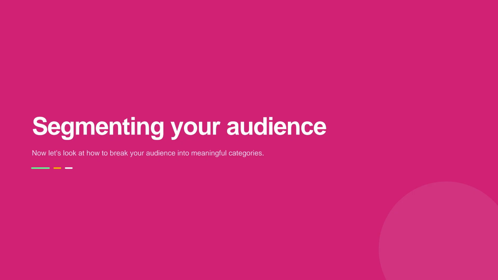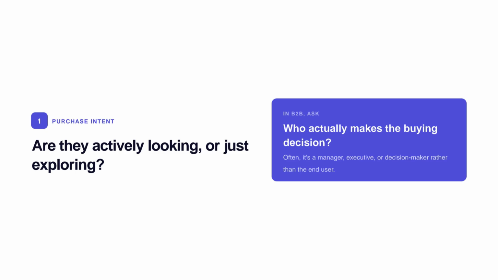Now let's move into how you can actually break down your audience into categories. Beyond basic demographics, there are a few useful ways to think about it. First is purchase intention. Are they ready to buy right now or just exploring? And in B2B, who actually holds the buying power? Most of the time, it is a manager or decision maker, not the end user.